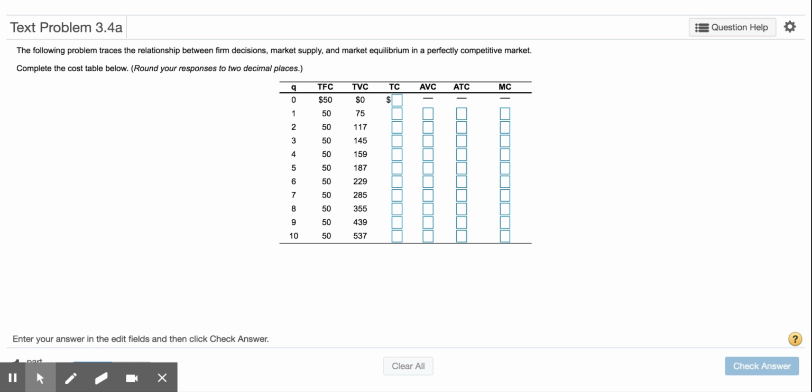Hi everyone, this is question number 17 from chapter 9. The question asks us to calculate total cost, average variable cost, average total cost, and marginal cost. It's a very simple question, it's very mechanical.